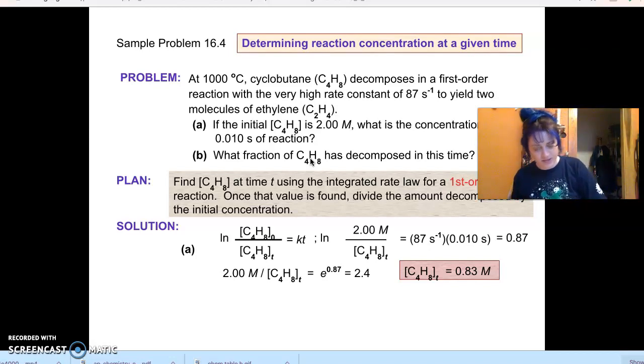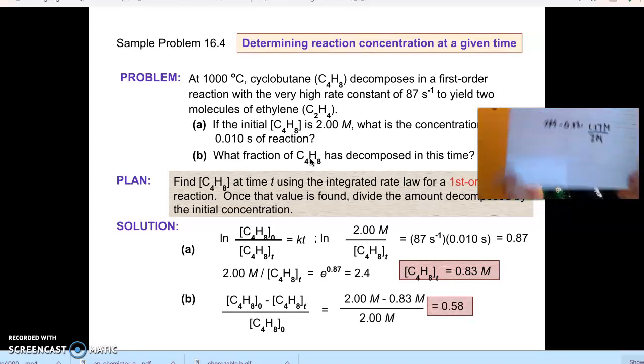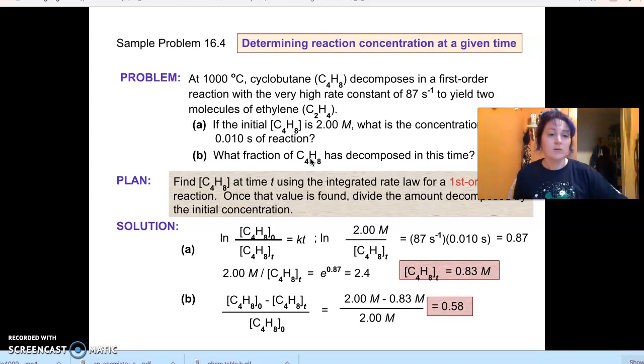So if we look at this, we had 2 molar, and we have decomposed to 0.83. So when you take that difference, you end up getting 1.17 molar, right? And then you can just take the fraction of that divided by 2 molar, you get 0.58. So something like this, the back problem. Again, if you have confusion, let me know. But these problems should really just be plug and chug.